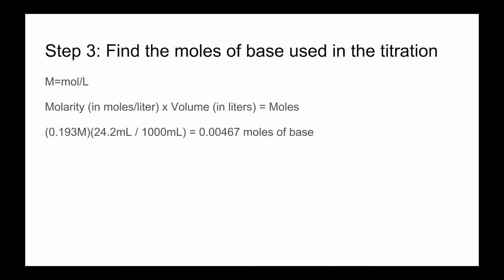Step 3 in the process is to find the moles of base used in the titration. This is done using the formula molarity equals moles over liter. 0.193 molarity is used in place of the capital M, and 0.0242 liters is used in the place of the L. In order to solve for moles, we must multiply the molarity and the liters, which gives us 0.00467 moles of base used.